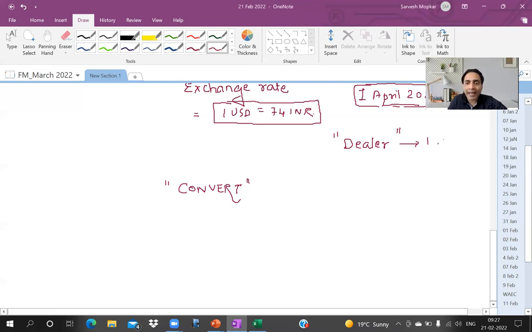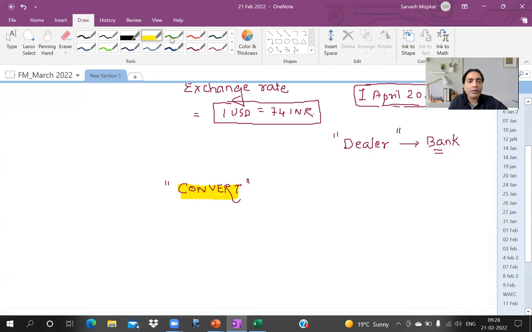Most of the times, it's the bank who is going to act like a dealer. So banks can be foreign exchange dealers. So A would approach a bank to convert $100,000. Now, let me tell you something very important, because the sooner you realize these things, the better it is.